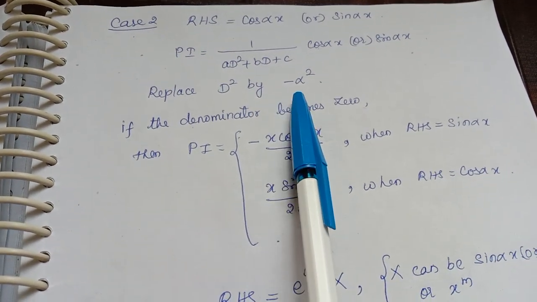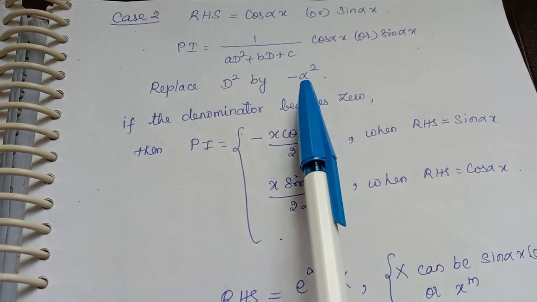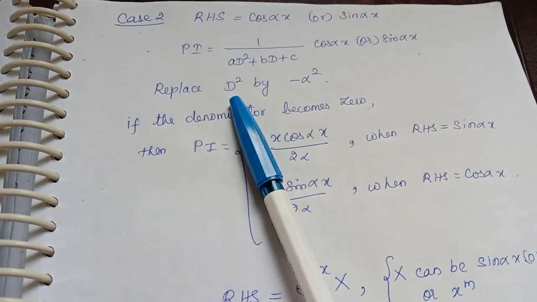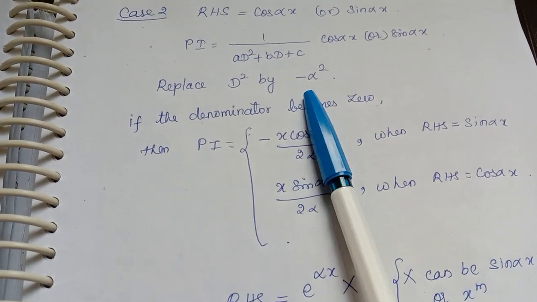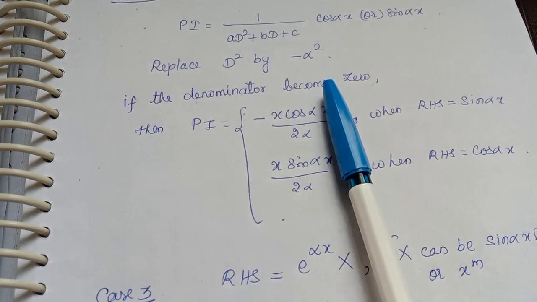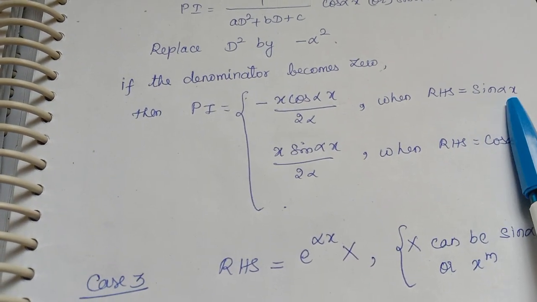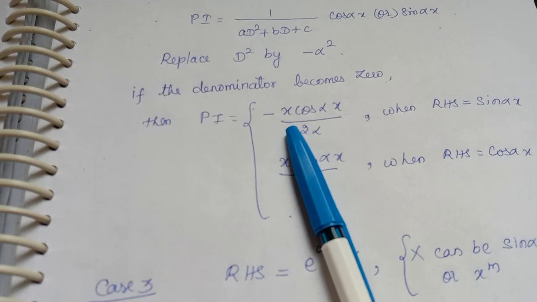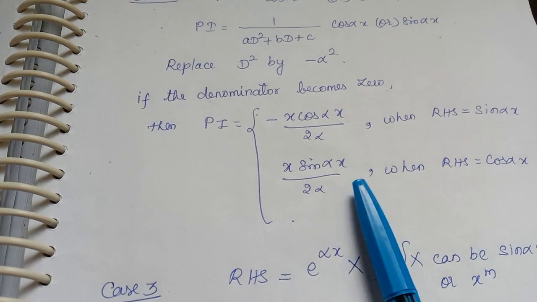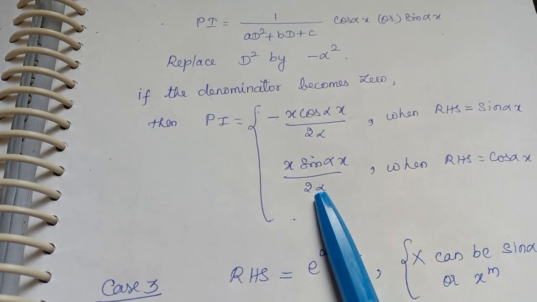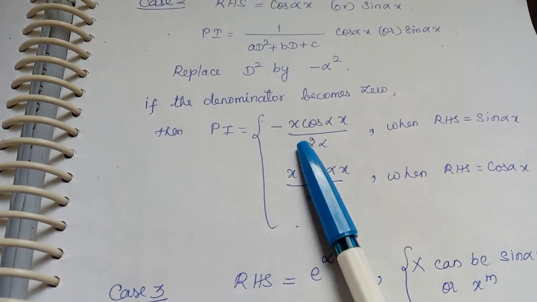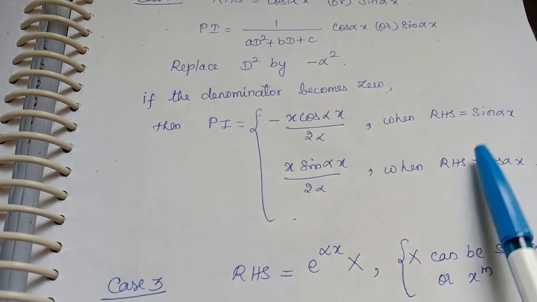That will be explained while doing the problems. So as of now, just remember, when you have either cos alpha x or sin alpha x, in that case the replacement is d square equal to minus alpha square. Here also, while doing the substitution, you may get 0 in the denominator. In that case, look at the right hand side. If it is sin alpha x, directly write the particular integral equal to minus x cos alpha x by 2 alpha. If the right hand side is cos alpha x, write the particular integral equal to x sin alpha x by 2 alpha. No need to do any calculations when you get 0 in the denominator. Directly you can write them depending on the right hand side.